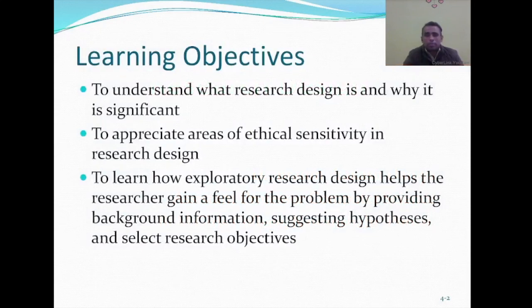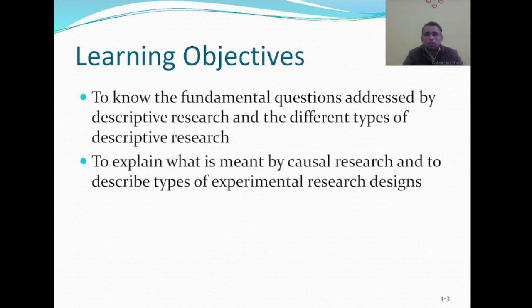The following are the learning objectives: to understand what research design is and why it is significant; to choose the appropriate area of the research and ethics in the research design; to learn how the exploratory research design helps the researcher gain a feel for the problem by providing background information, suggesting hypotheses and selecting research objectives; to know the fundamental questions addressed by descriptive research and the different types of descriptive research, which we will discuss in this lecture; to explain what is meant by causal research; and to describe different types of research designs.